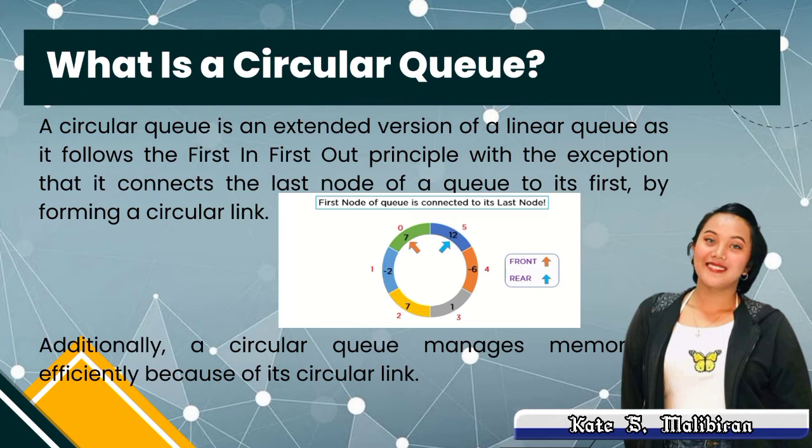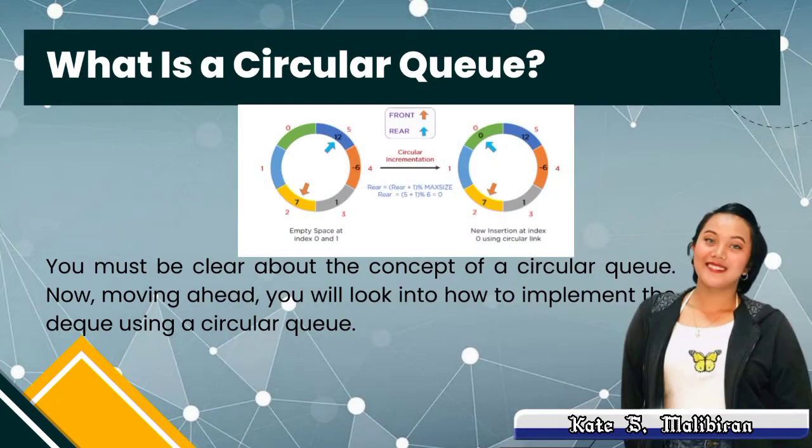Additionally, a circular queue manages memory efficiently because of its circular link. If the rear pointer has reached the max size of a queue, it will again arrive at the beginning of the queue, which is called circular incrementation. The image given below shows how to achieve circular incrementation. You must be clear about the concept of a circular queue. Now, moving ahead, you will look into how to implement the Deque using a circular queue.